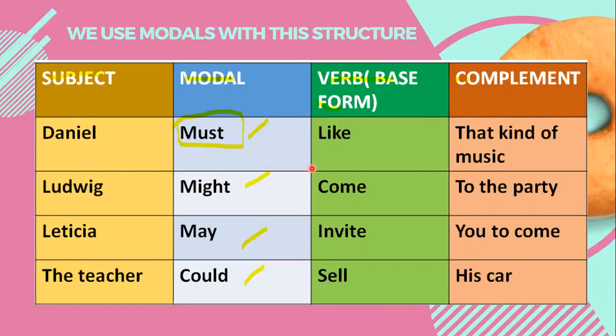For example, we have Daniel must like that kind of music. We are making an assumption that he likes a certain kind of music. Ludwig might come to the party. We're talking about a 50-50 chance. And Leticia may invite you to come, another 50-50 chance. And finally, the teacher could sell his car. We're talking about a possibility, but it's a lower possibility than the other three sentences.